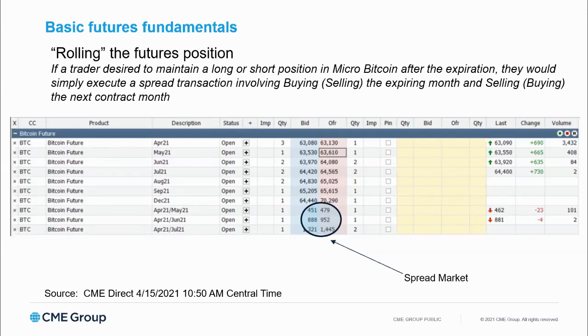And so you want to be cognizant when you're holding a micro Bitcoin contract towards expiration: do you want that contract to expire and cash settle and then reestablish the position later on or not? Or do you want to maintain that exposure and roll?